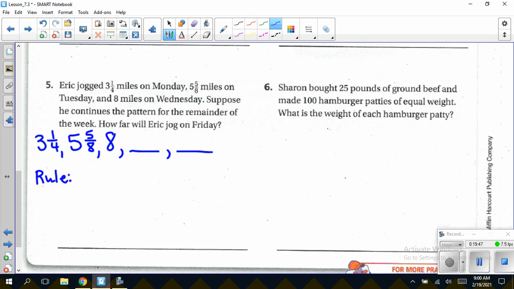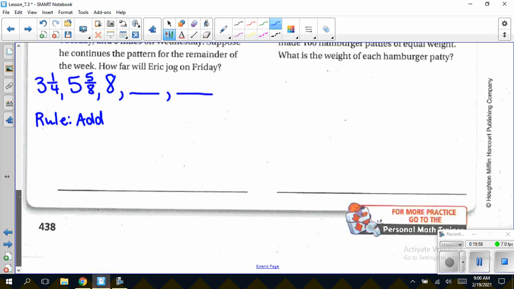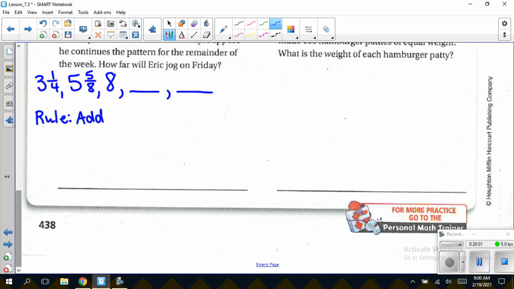I see that my terms are increasing, so that tells me I have to add. And now I need to figure out what I'm adding by. So this does need to be a subtraction problem. I know that it's a lot easier to just go ahead and subtract 8 minus 5 and 5/8, because then I don't have to worry about finding a common denominator. I can just go ahead and borrow from the 8, make it a 7, and because my denominator for the 5/8 is an 8, I'm going to have 8 over 8 to represent that one whole. So 8/8 minus 5/8 is 3/8, and then 7 minus 5 is 2.